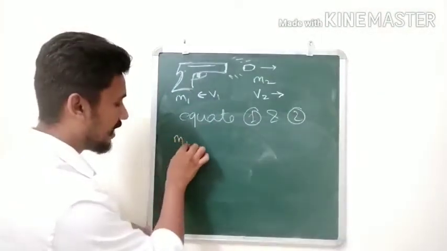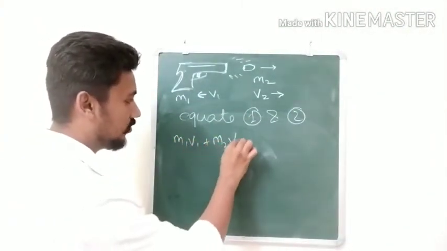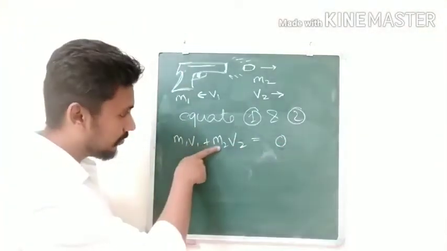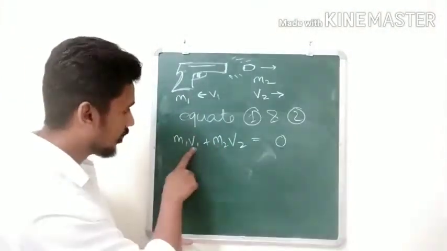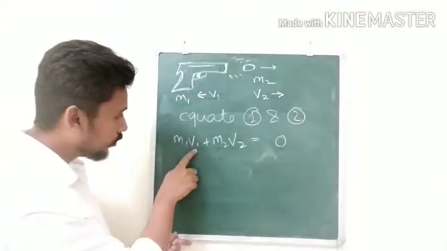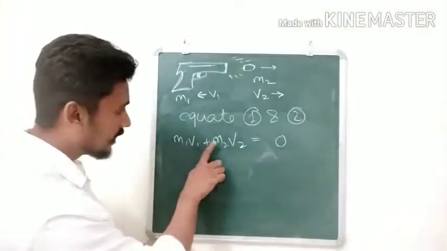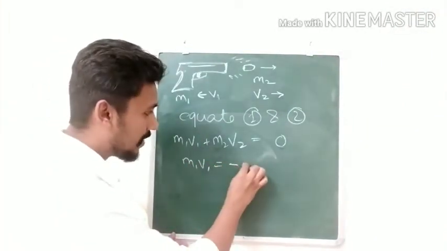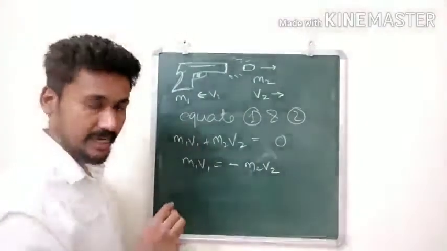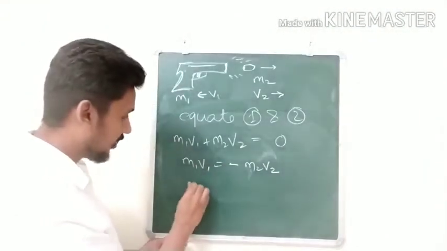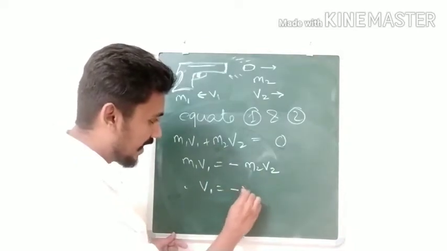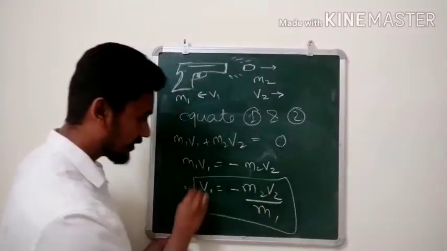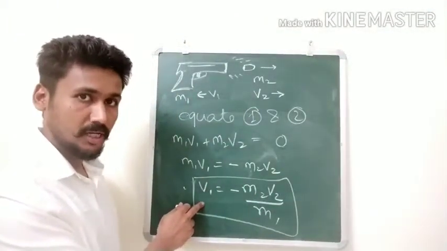We will get m1v1 plus m2v2 is equal to 0. Correct? This 0 is from equation number 1 and this m1v1 plus m2v2 is from equation number 2. So from this we can find out the value of v1. We send m2v2 to the other side, so we get m1v1 is equal to minus m2v2. Correct? And as we are interested only in v1, we write therefore v1 is equal to minus m2v2 upon m1. This gives the formula for the recoil velocity of the gun.